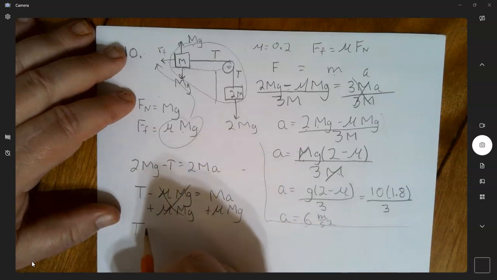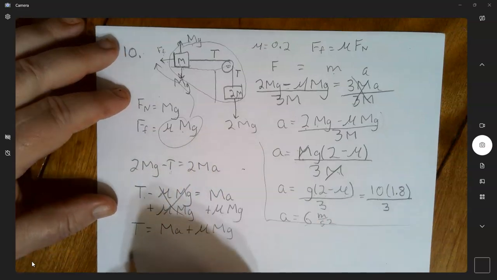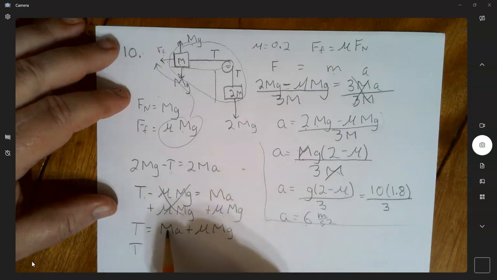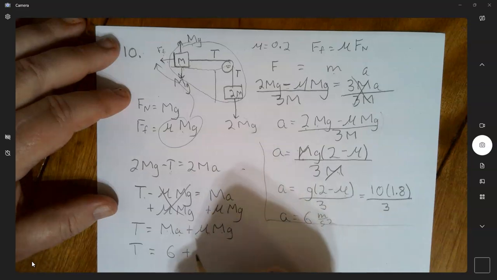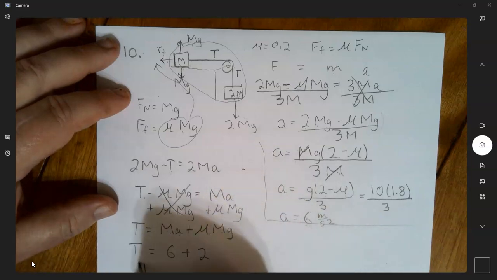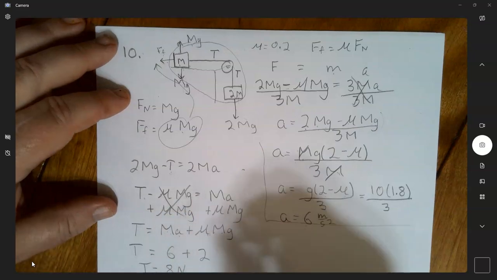So what you have is T equals, and now we're ready to plug in numbers. The acceleration is 6, so 1 times 6 is 6. Plus 1 times 10 is 10 times mu, which is 0.2. So 0.2 times 10 is 2. So that means T equals 8 newtons.